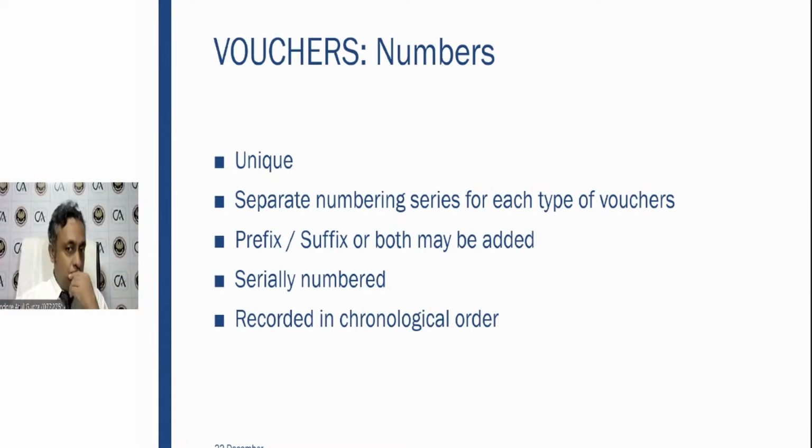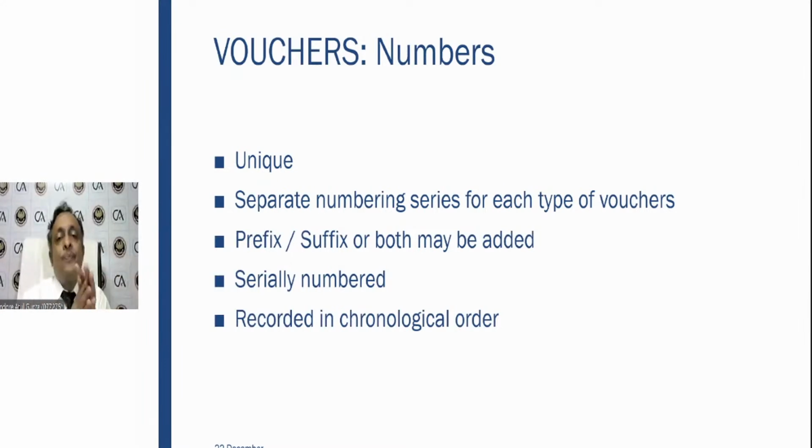Then for each category of voucher, you have a separate series. So let us take it as an example. Cash payment voucher. So I say CPV 001. So cash payment voucher 001. Then prefix or suffix or both may be added. So you can have, like I said, CPV 001. My original, the basic voucher number is 001. I have added a prefix, cash payment voucher. To 001 at the end of it, I can add this also.